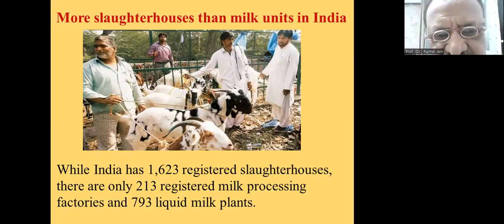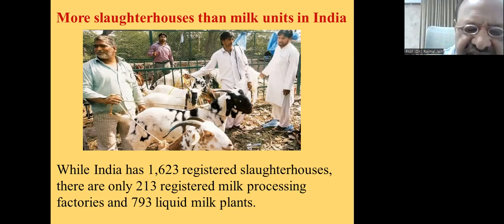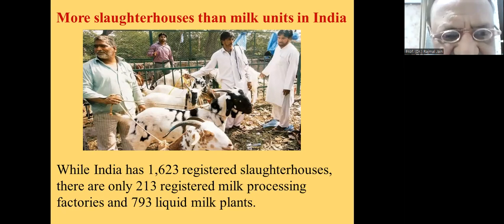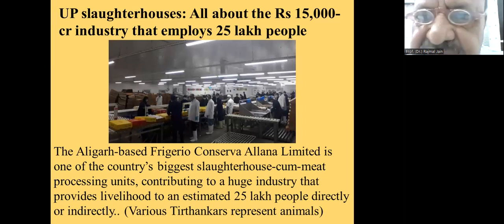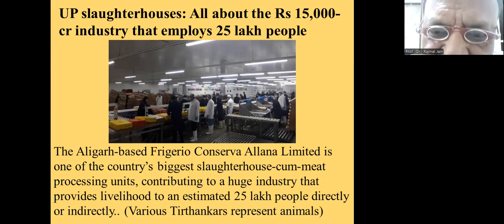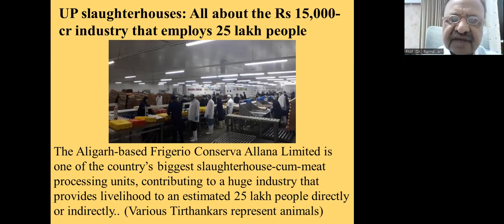See, this is the pitiful situation, and every day goats, bakri, and sheep are being slaughtered in India itself. The largest slaughterhouse of India, or maybe of the world, is in Aligarh, where directly or indirectly 25 lakh people are employed. So you can imagine every second how much sale there is, how much export, and how many animals of different species are being killed.